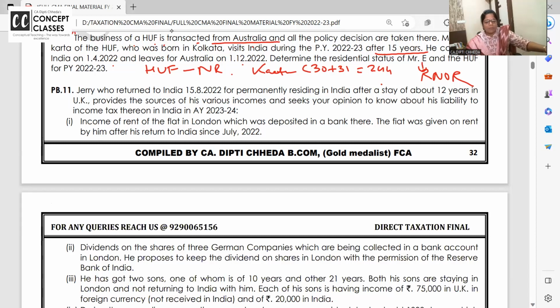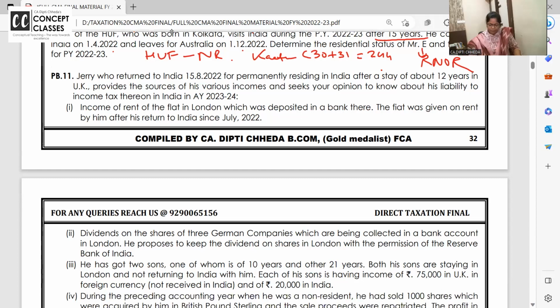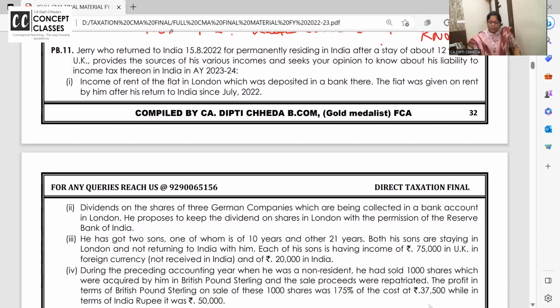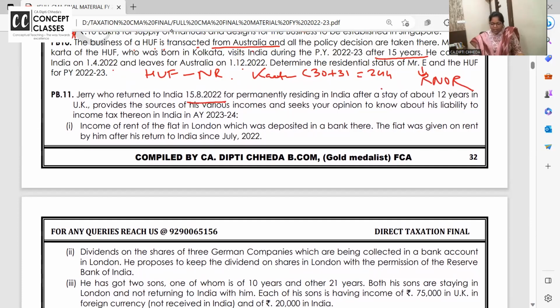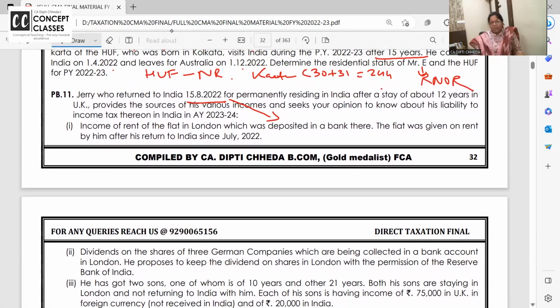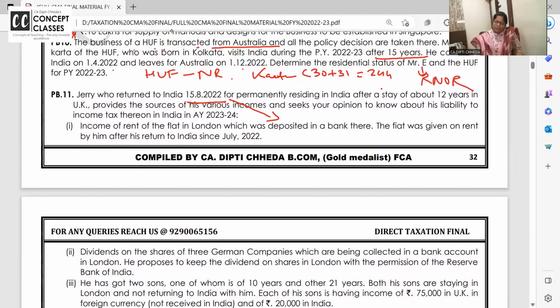This is also a very nice problem, the 11th one. Whether he is an NRI or not, and if the income is taxable. For the last 1 hour we have been discussing only the residential status. Look, Jerry, who returned to India on 15th August after a stay of 12 years in UK. Provide you with all the details. He came to India on 15th of August. Now, check how many days he was in India. We will count the 15th and also the 31st.